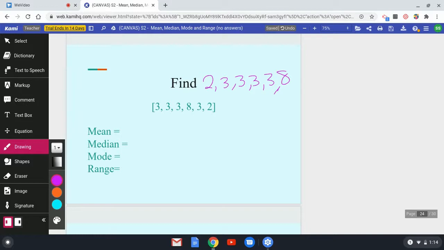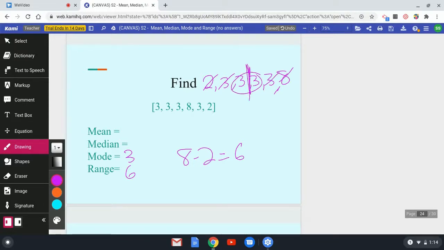Okay. I'm going to go with the one that's the easiest. The mode. What shows up the most? 3. The range is pretty easy. The high minus the low. That's our range. The median is the middle. So just kind of cross them off until you find the middle.